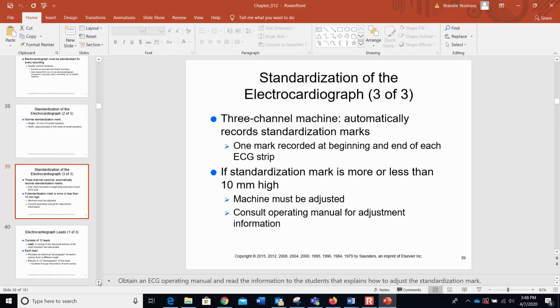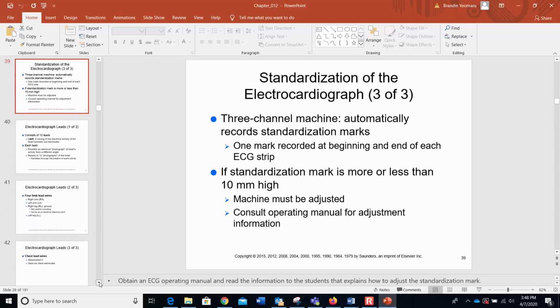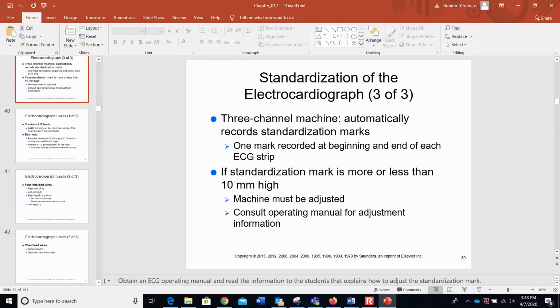What happens if that is more or less than 10 millimeters? That machine has got to be QC'd, and you probably have to take it out of commission until it is reviewed by some type of mechanic who can work on it. Your company may have a policy where they can send that machine back, kind of like a warranty, and get it calibrated. We're going to stop there and pick up on the leads in the next lecture.